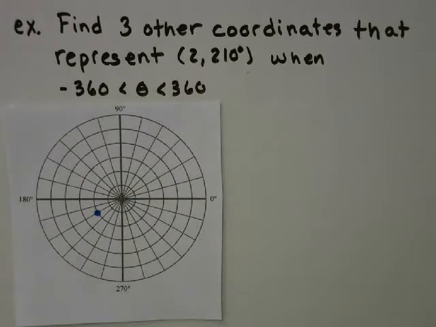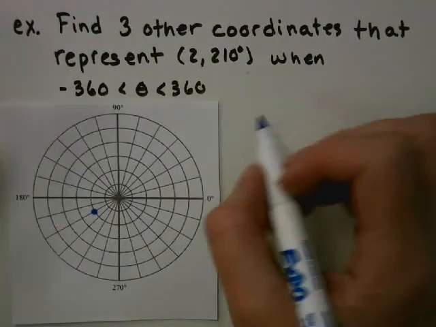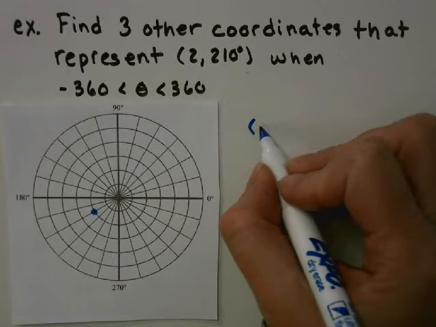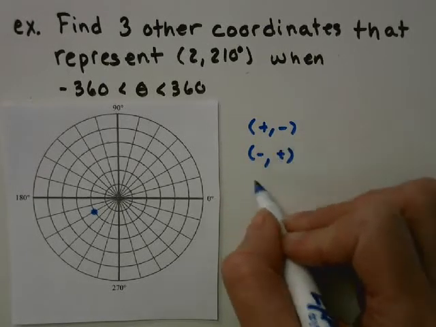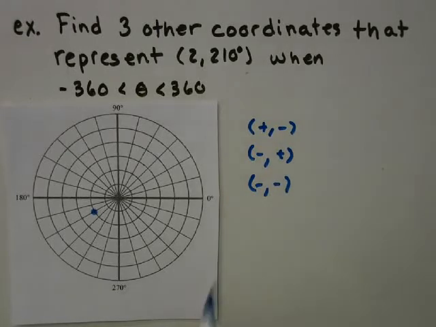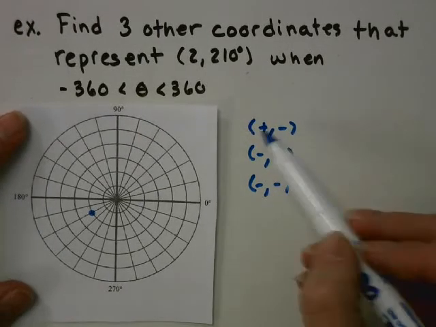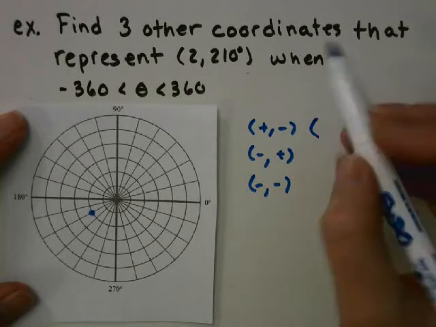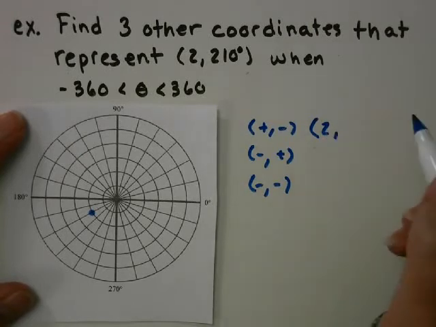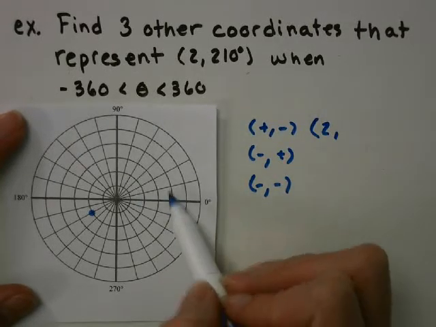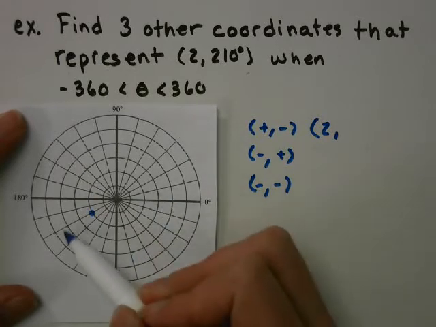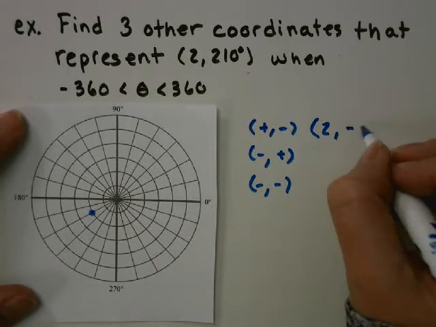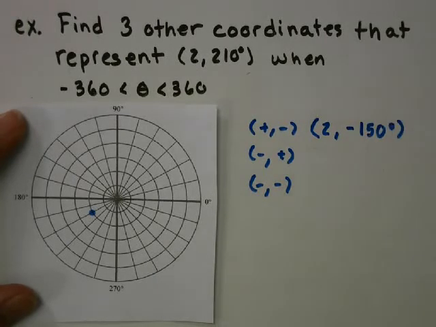Okay, so I'm going to go to that same coordinate with a positive negative, a negative positive, and a negative negative. All right, so first a positive negative. The r isn't going to change. R is still going to be 2. We went this direction to 210, so negatively we're going this direction, which is going to be -150.